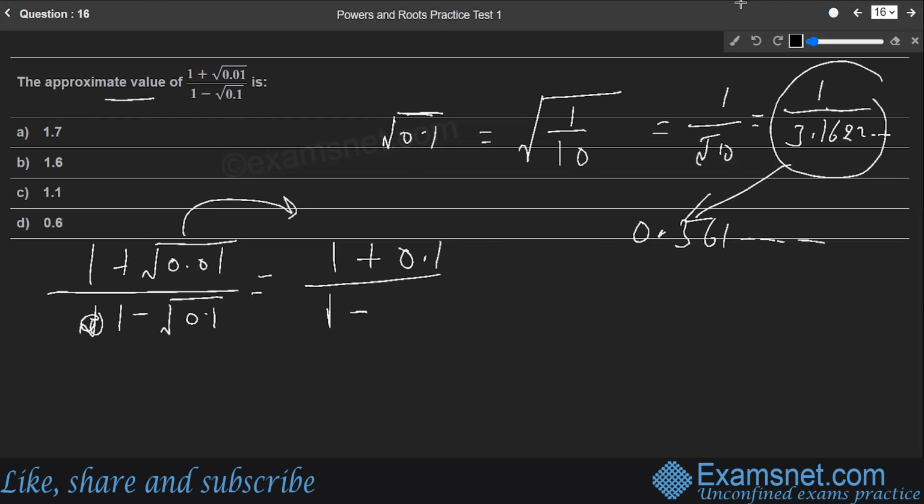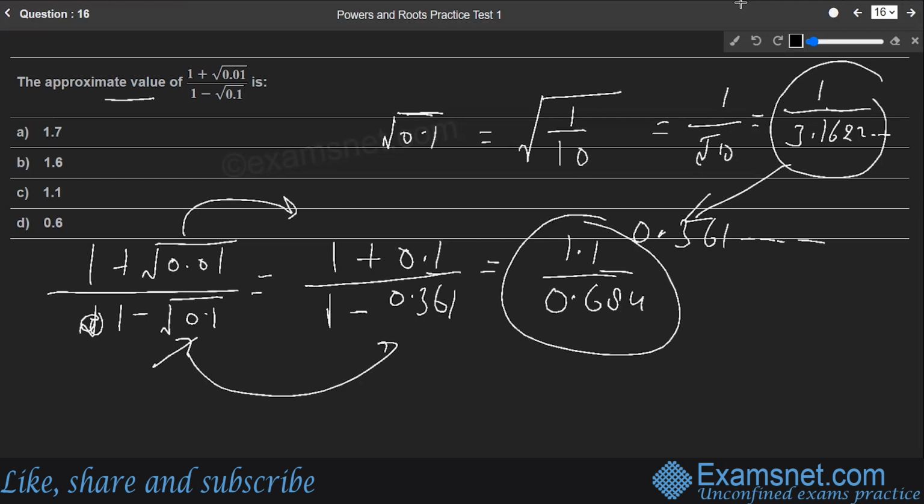So in place of the under root of 0.1, we can write 1 minus 0.361. Okay, if we solve this further, this is becoming 1.1 divided by 0.684. If we divide this, we reach the final approximated value of 1.6, and this approximated value of 1.6 is available in option number B, which becomes the right answer for us.